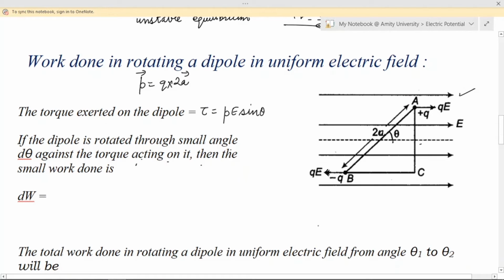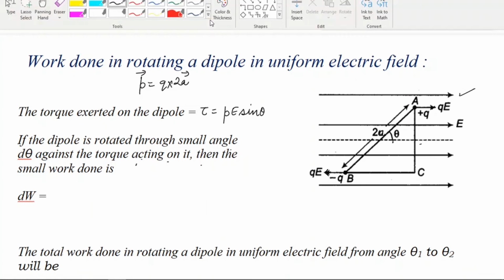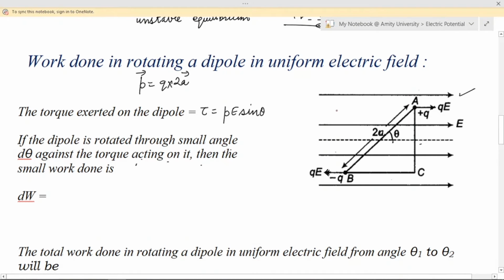But now, if this dipole is rotated through a small angle against the torque acting on it. Because of this torque, obviously it has a tendency to rotate in this direction, that is, to align itself along the direction of E. But if we rotate it through a small angle d theta, opposite to the direction of the electric field, in that case work has to be done.